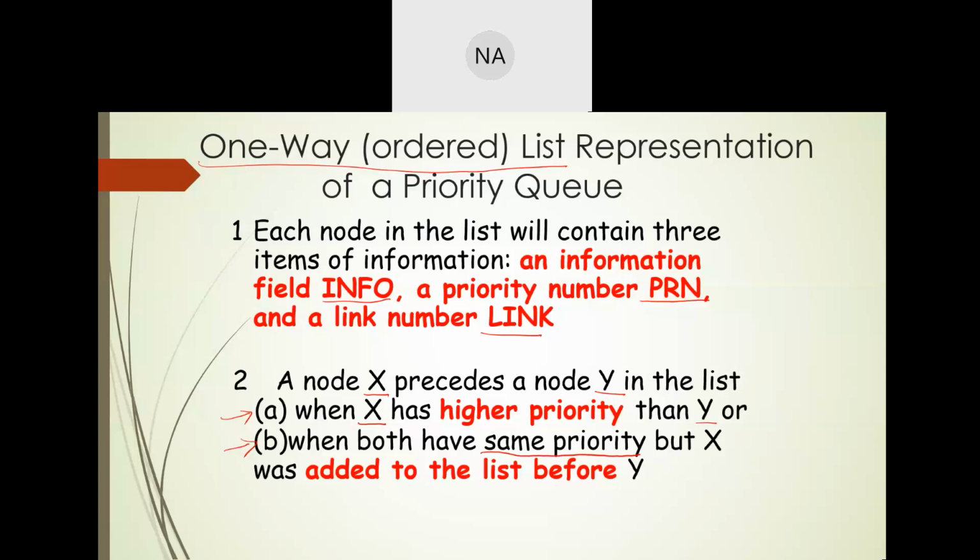So in fact, we have already discussed this. If the priorities of all the elements are the same, then the priority queue is exactly the same as the normal queue. Elements are treated in FIFO order, first in, first out. So if node X and node Y have the same priority, and node X is added to the queue first, node X will precede node Y. And if node X has the higher priority, then also X will precede Y. So this is how the one-way ordered linked list is used to represent the priority queue.